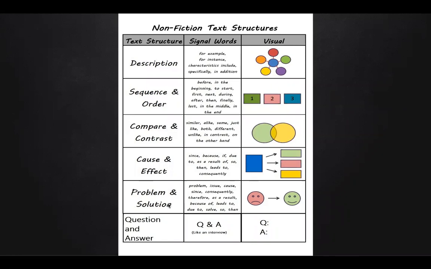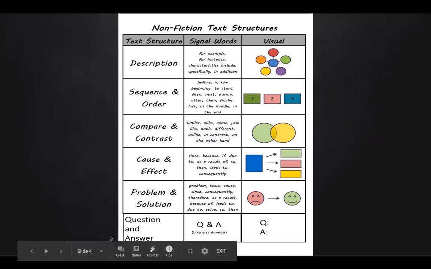A problem and solution. This is when we talk about plot diagram, something has changed, just like how we talked about Percy Jackson. What did he face in order to change who he was or how he reacted as the character, and now how he found a resolution to that problem? A question and answer, like an interview process.